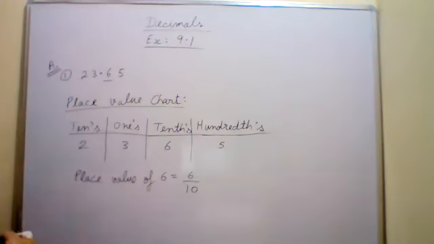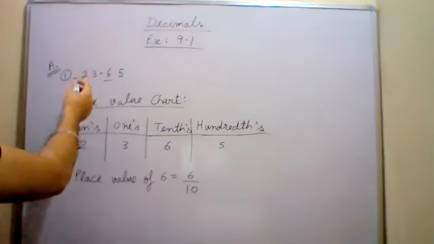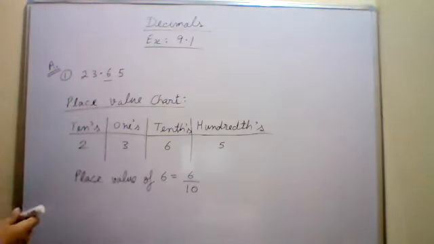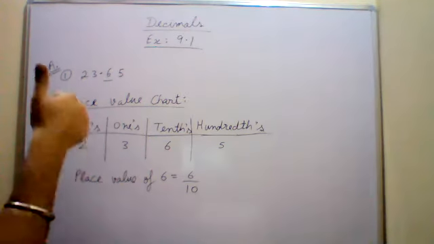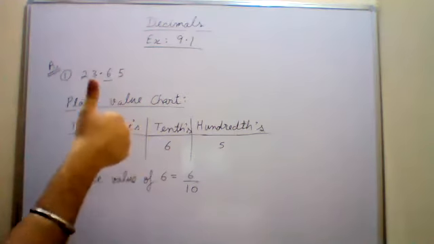Okay, sir. If I ask you what is the place value of 5, what is your answer? What is the place value of 5 in this? 5 upon 100. Very good. 5 upon 100. Perfect, very good, everyone.